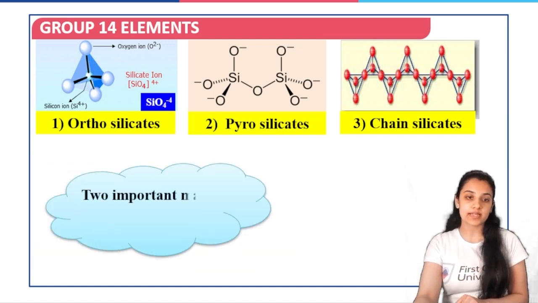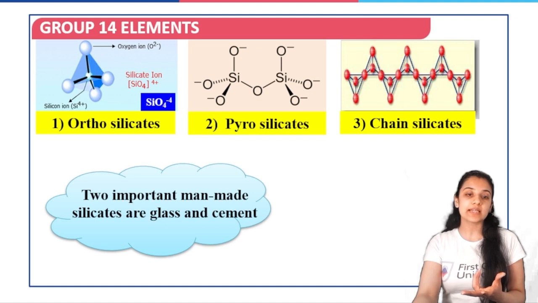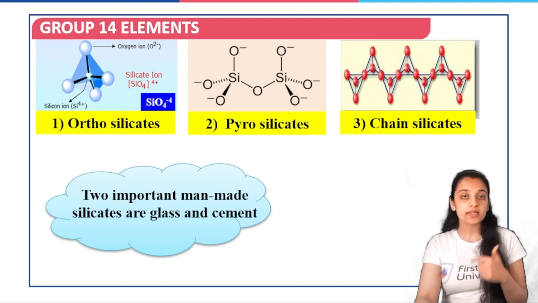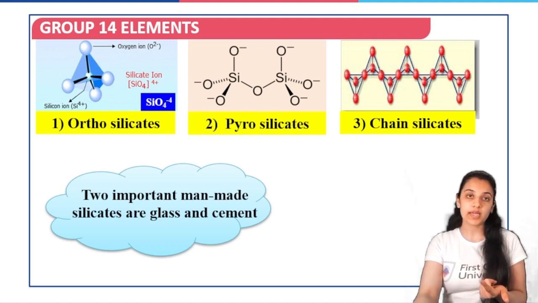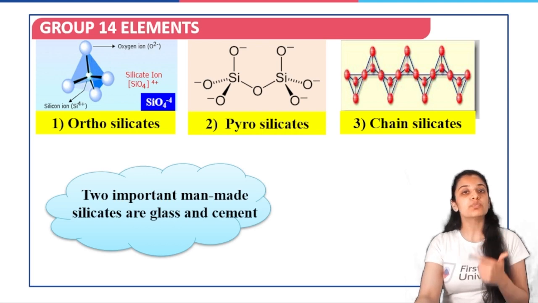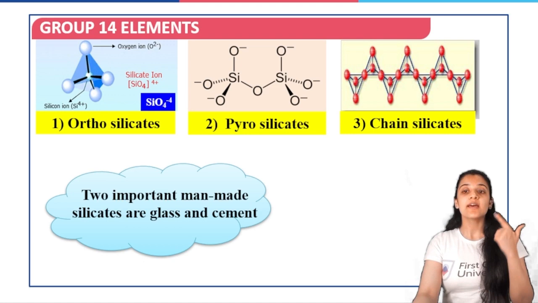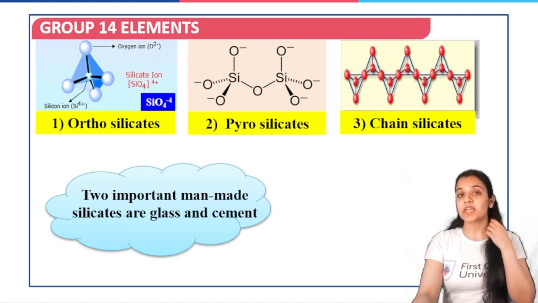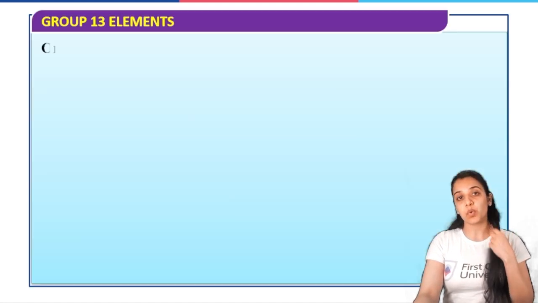Simple to understand. Now, two important man-made silicates are also there. One is glass, the other is cement. Glass and cement are the two most important man-made silicates. Very, very important information to remember. You can be asked a direct MCQ on this.